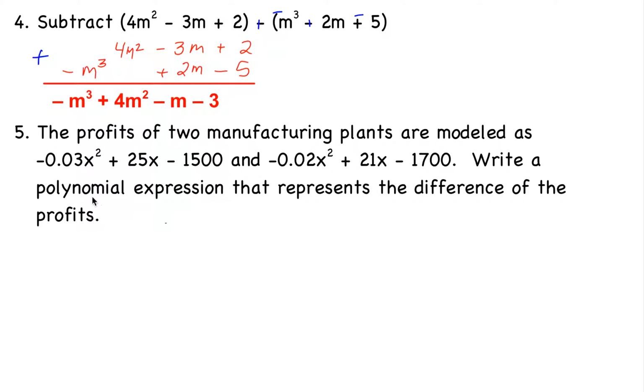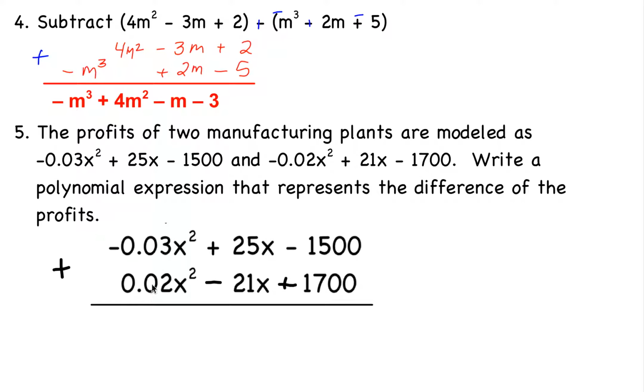Problem number 5 says the profits of two manufacturing plants are modeled by these two polynomial equations. Write a polynomial expression that represents the difference of the two profits. Well, the first one is here, and then I did the same thing. I'm adding the opposite. I am subtracting. So I did that by changing all of the signs of the second one. You'll notice the signs are exactly the opposite as what they are up here. So then I add them together, and I end up with minus 0.01x squared plus 4x and plus 200.